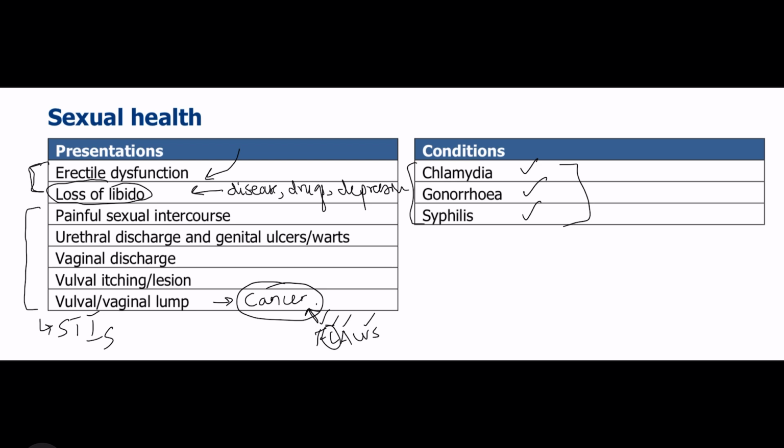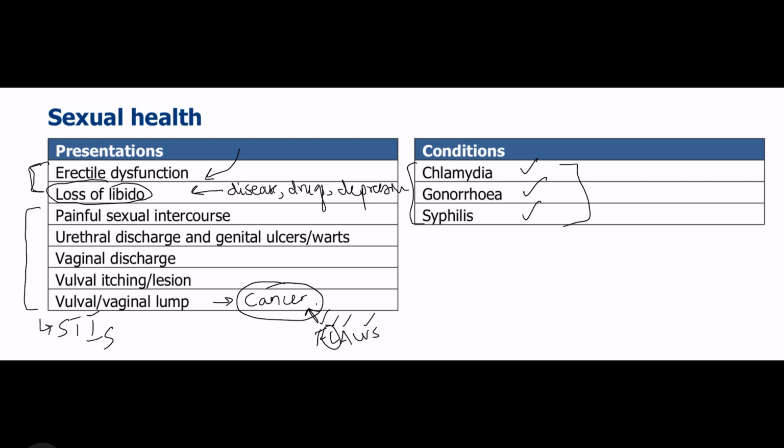So whenever a patient presents with painful sexual intercourse, urethral discharge, vaginal discharge, or any itching down there, always think of STIs. You have to take a complete sexual history, which includes the number of partners, any travel history, any use of protection, and change in partners. So you have to take a very descriptive sexual history of the patient in such cases.